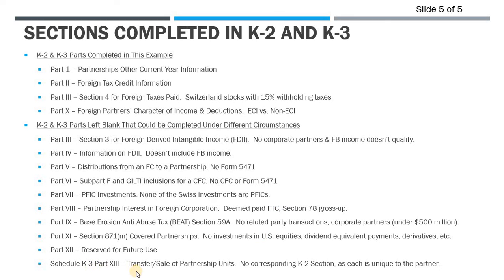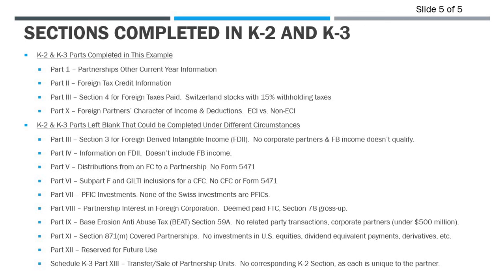And then Schedule K-3, Part 13, this won't be included with the K-3s because we don't have any partners that sold their units or redeemed out, nor do we have any Section 751 hot assets, right? So hot assets are things like inventory, unrealized receivables. In certain cases, when partners sell their units or redeem out, they might have a deemed sale of those assets and an ordinary income inclusion. Not the case here. All right, so this covers the intro for the first video.